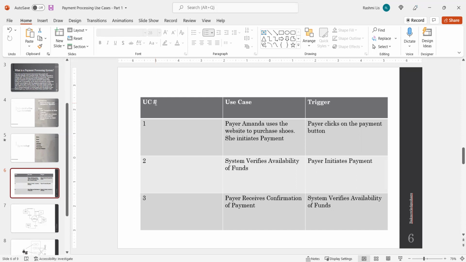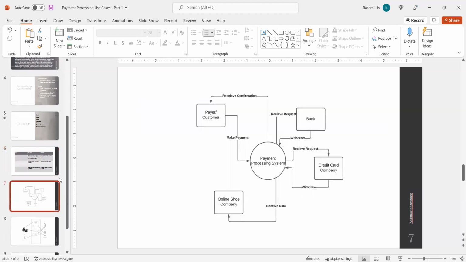The trigger of that would be payer initiates the payment. And then the third use case is the payer receives confirmation of payment. System verifies availability of funds. So let's break this down a little bit further in terms of building out a context diagram. If you've watched my previous videos, I do always encourage people to build out context diagrams at the start of a project, just so that they understand A, who the players are, B, what are the inputs and outputs in terms of the system that you're trying to change or you're trying to build.